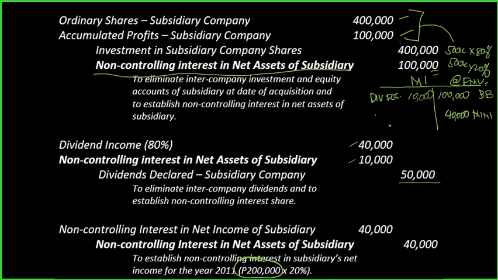So let's write that down. So if you were asked, how much is the ending balance of your minority interest in your consolidated financial statements? That will be 100 plus 40 minus 10. The ending balance will be 130,000 pesos. Okay. Now, let's continue.